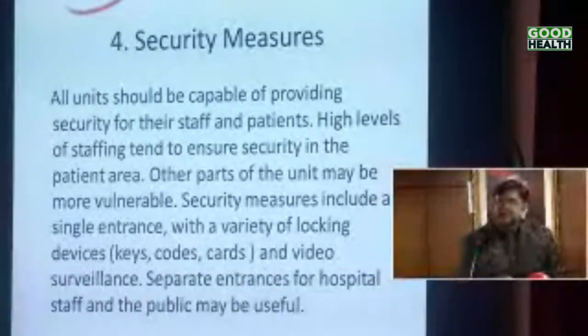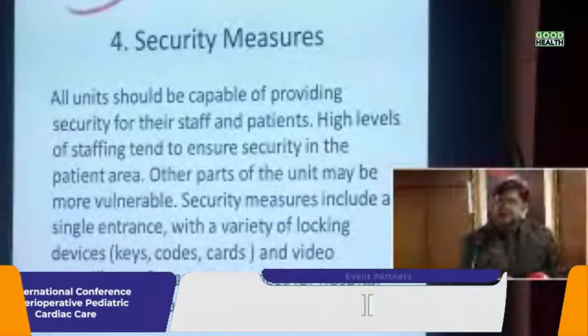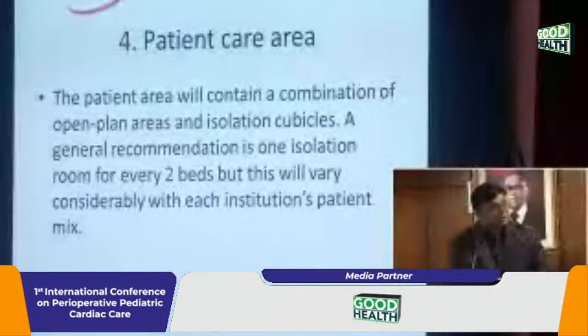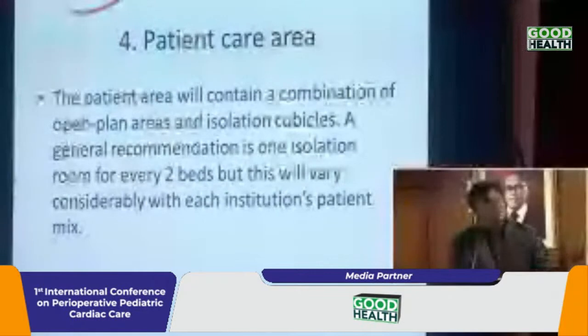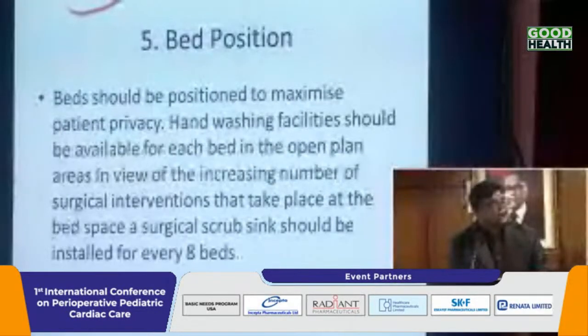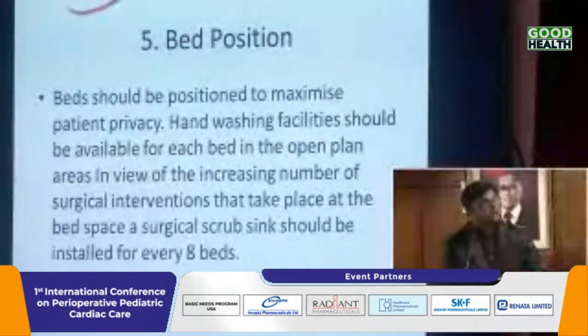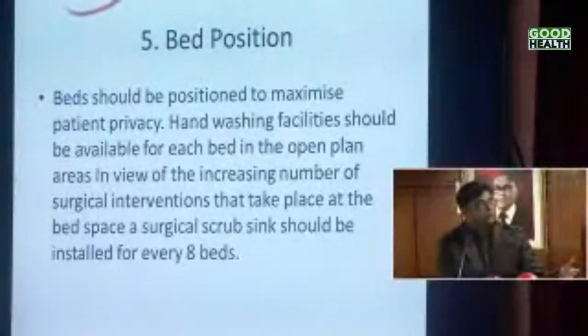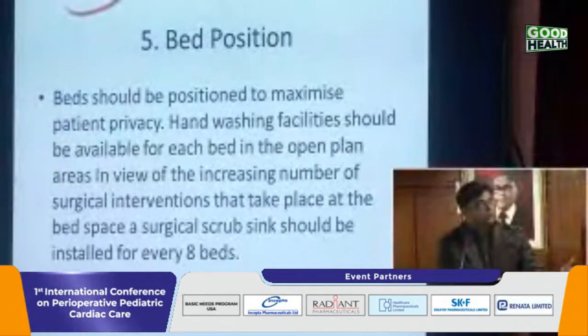So the patient care area will contain a combination of open plan areas and isolation cubicles. A general recommendation is one isolation room for every 2 beds, but this will vary considerably with each institution's patient mix. And we have got some bed position suggestions. Beds should be positioned to maximize patient privacy. Hand washing facilities should be available for each bed in the open plan areas.